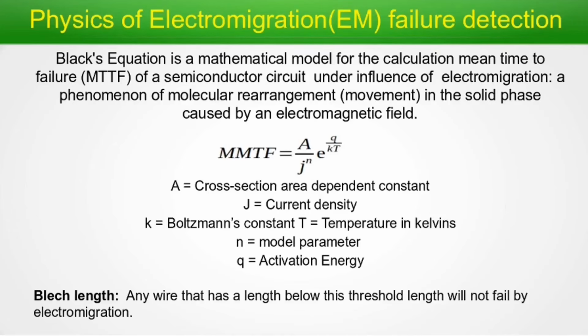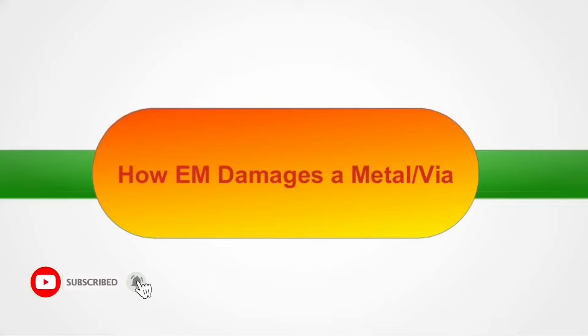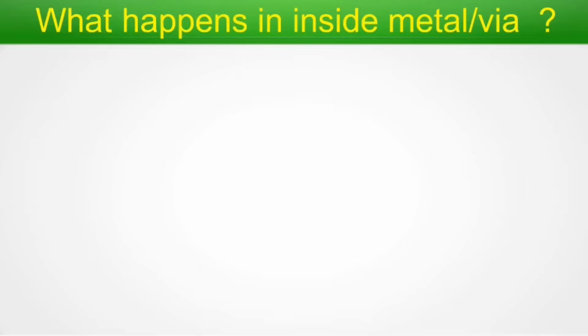Here is another important point, a basic thing called Blech length. What is this? Anything that has a length below this threshold length will not fail by electromigration. So if any metal strip or any via is shorter than the Blech length, it will not be harmed by electromigration. Let's see how EM damages a metal or a via.